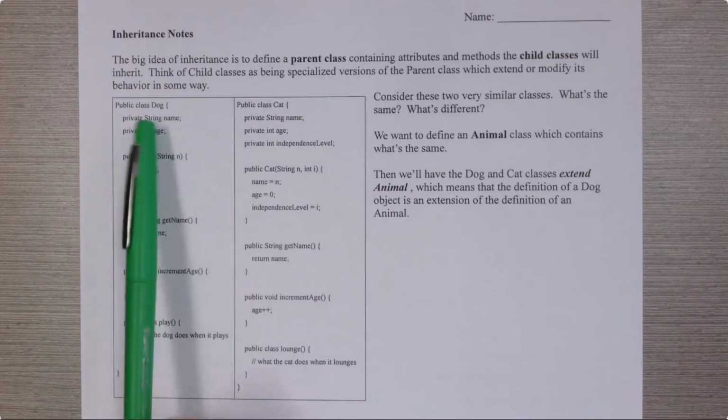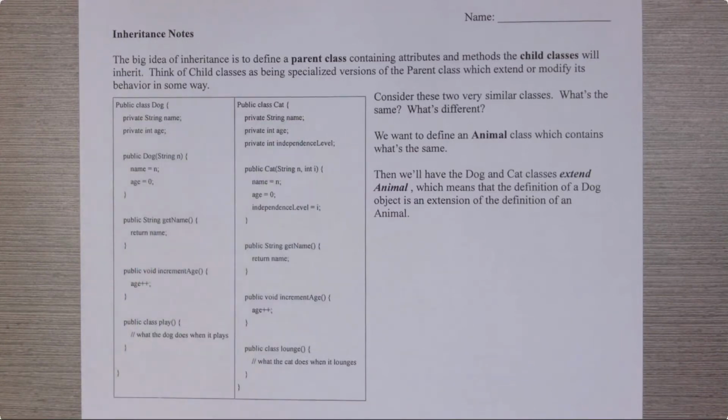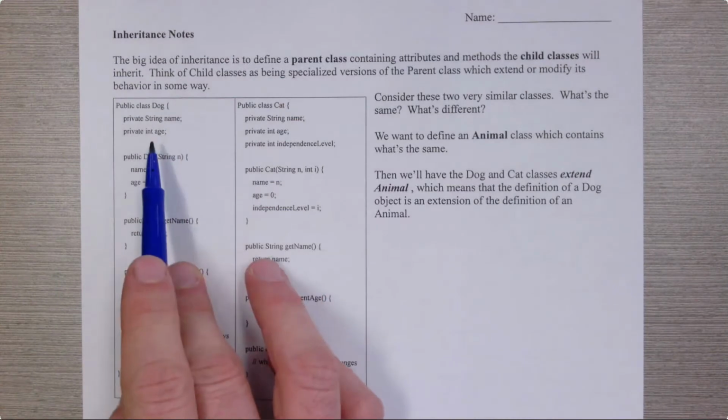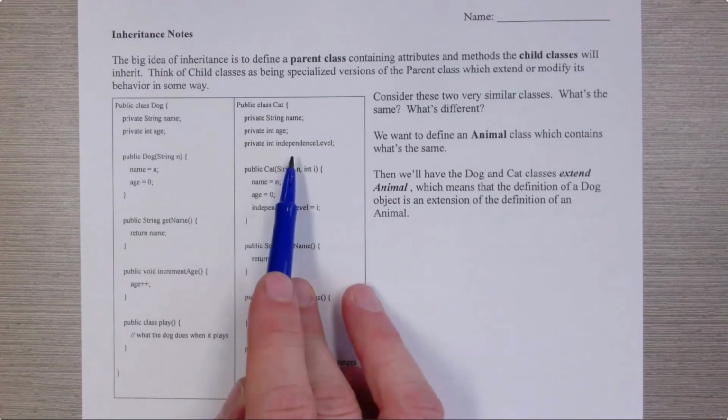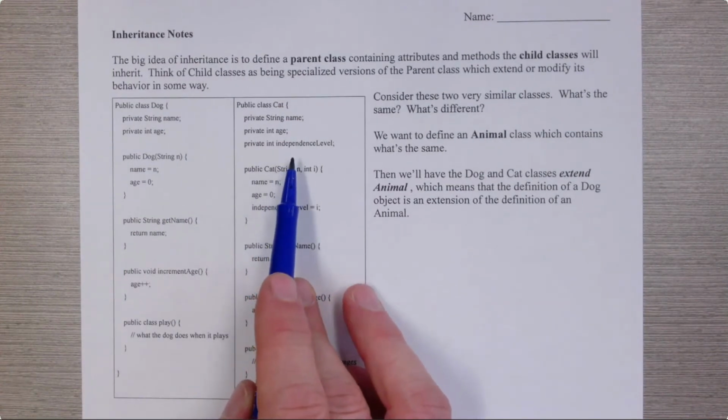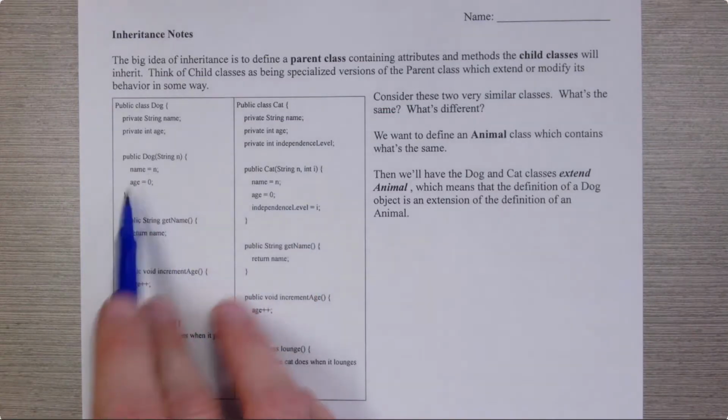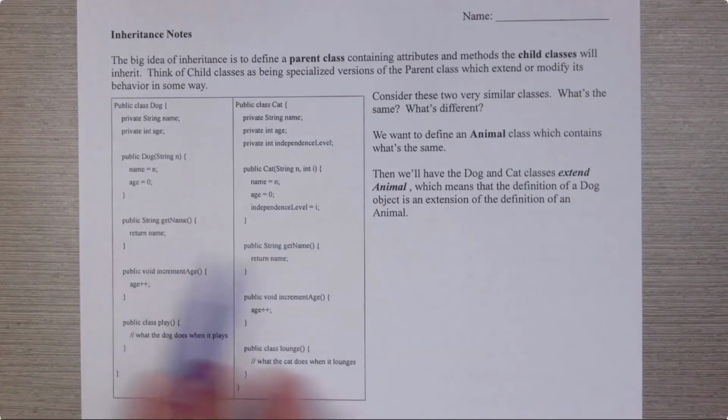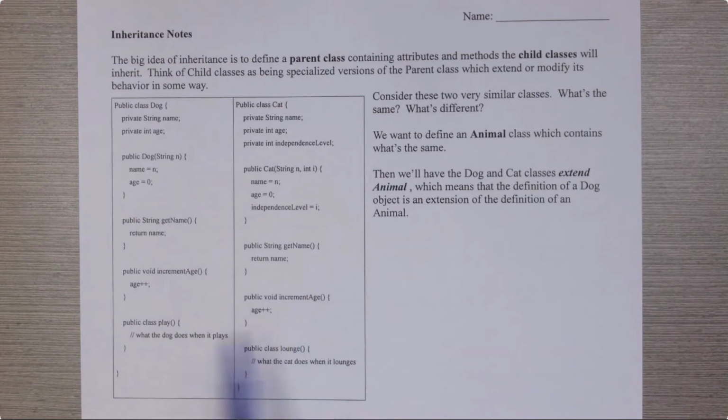We've got a dog class and a cat class. You see that dogs and cats have names and ages, but cats have an independence level. You see the constructors. They both have a get name. They both have an increment age, but dogs play and cats lounge. So there's a lot in common between the two classes, but there are also some differences.